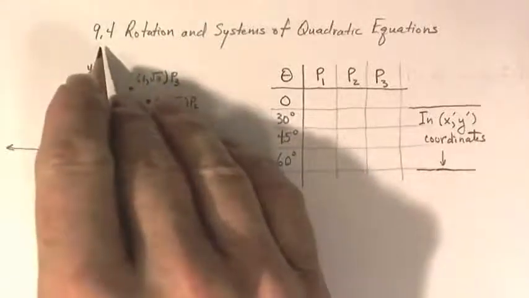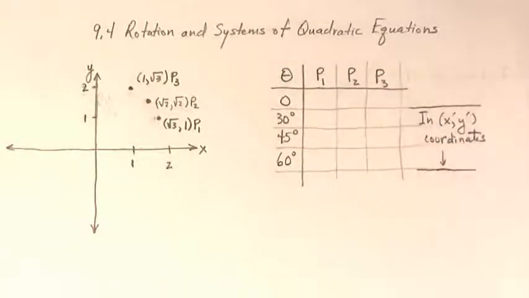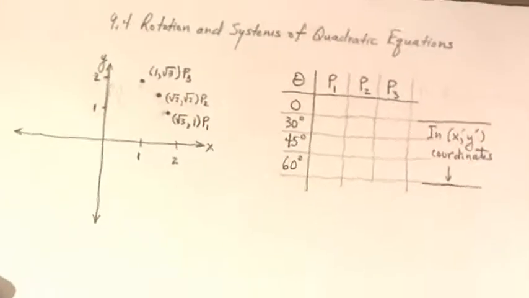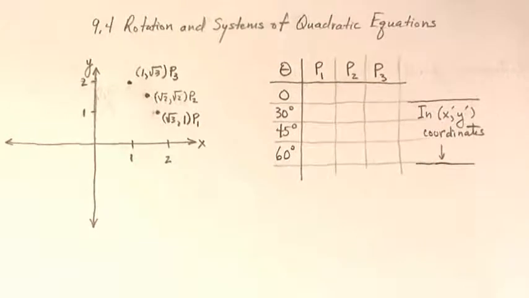Section 9.4 is about rotation and systems of quadratic equations. For those of you who are gamers who have played flight simulator games, this is the mathematics that allows the screen to roll like this when you're playing that kind of a game.